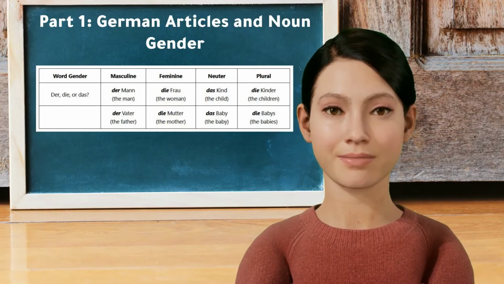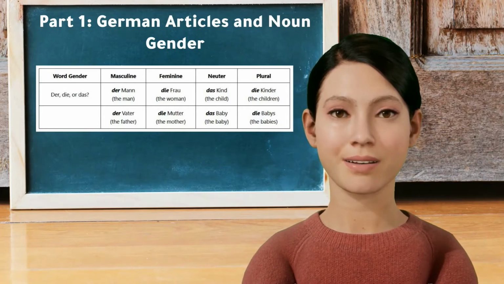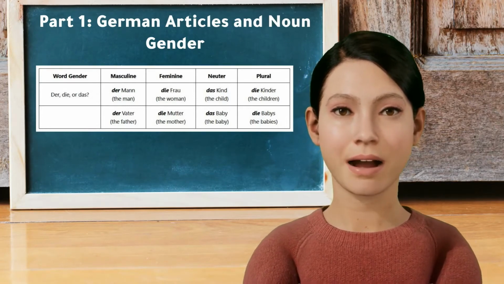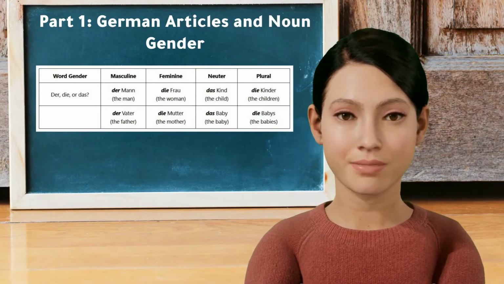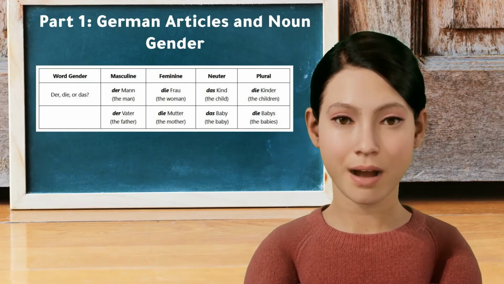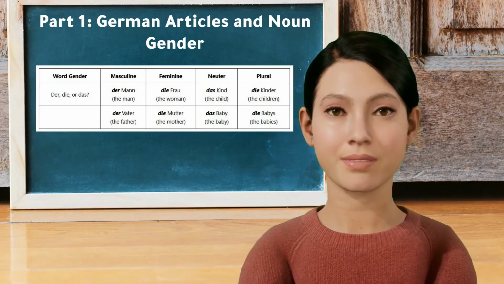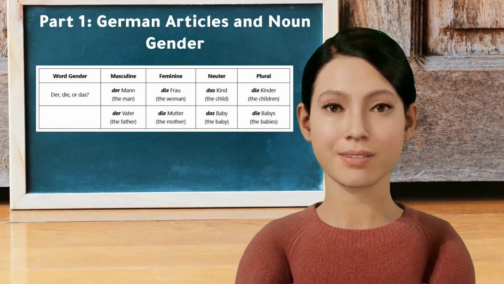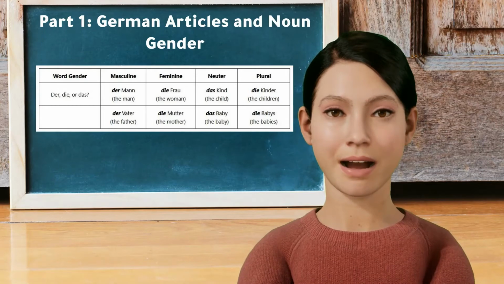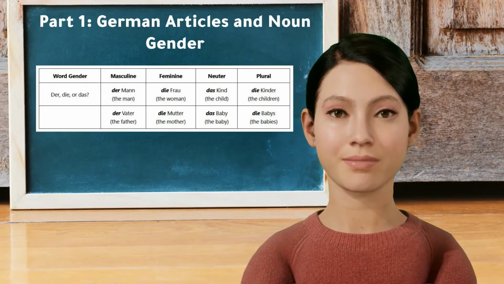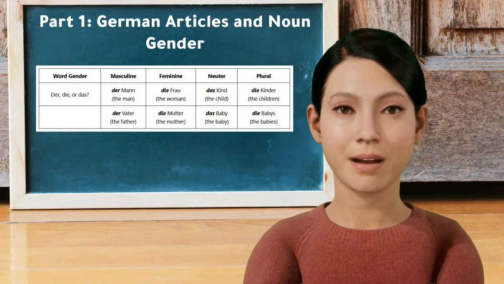In German, words have one of three genders that include the masculine, feminine, and neuter. For example, word gender: der, die, or das. Masculine examples are der Mann, the man, or der Vater, the father. Feminine examples are die Frau, the woman, and die Mutter, the mother. A neuter example is das Kind, the child, or das Baby, the baby.